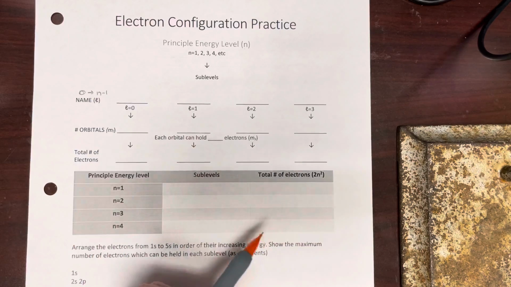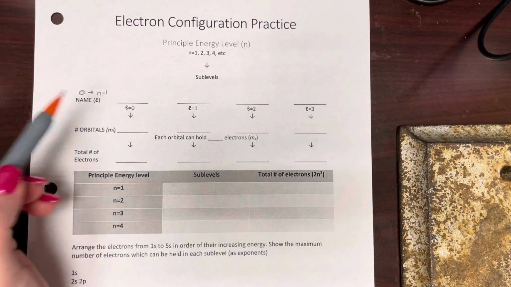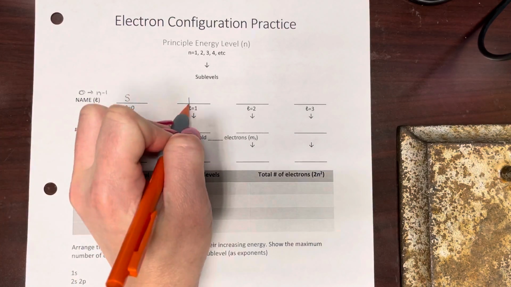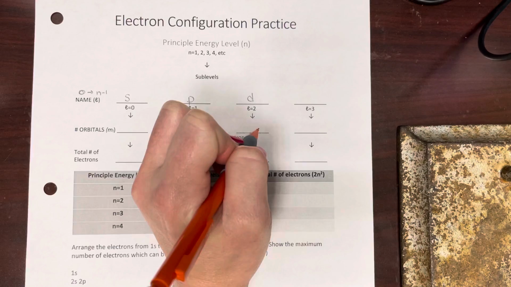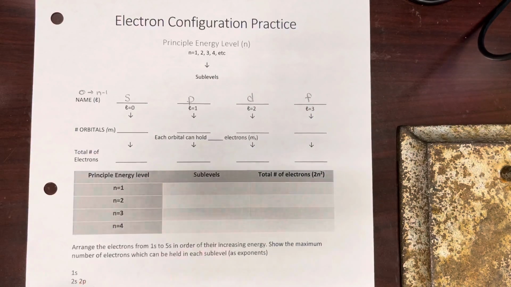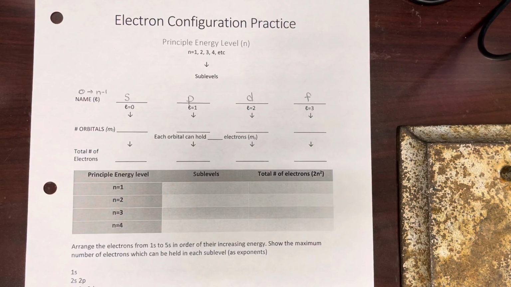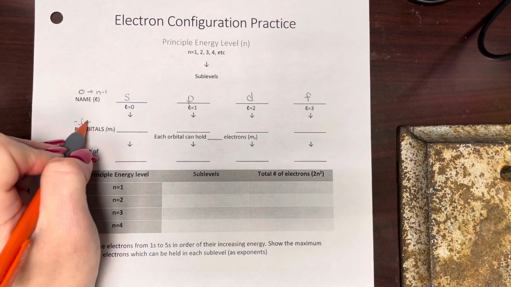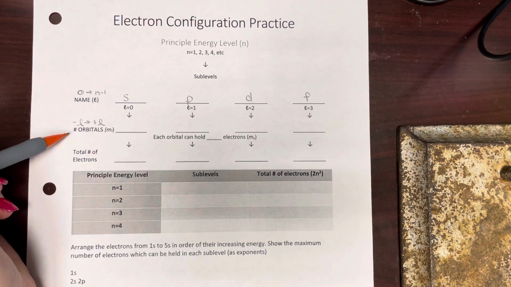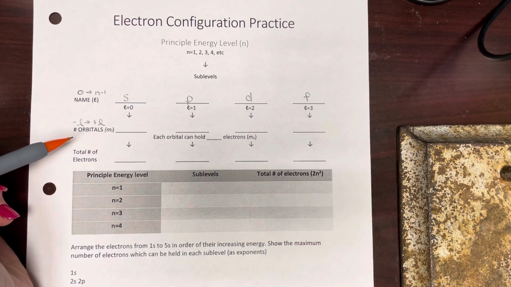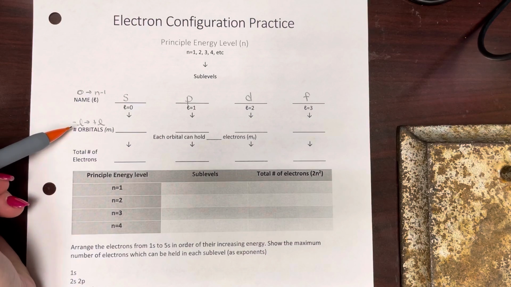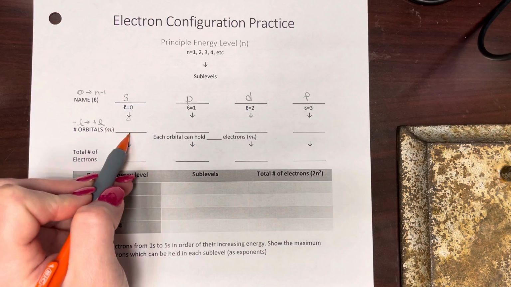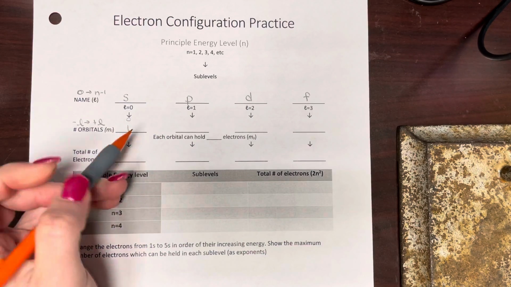I've given some values, and those values correspond to orbital names. L equals 0 is S, L equals 1 is P, L equals 2 is D, and L equals 3 is F. Now, the orbitals go from negative L to positive L. Mostly we just care about how many numbers we wrote down. Negative 0 to positive 0 is just 0, so there's only one orbital.